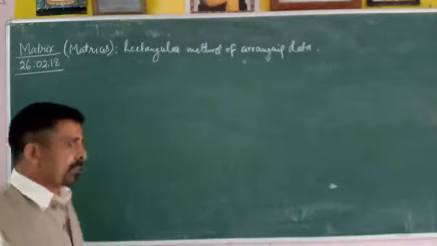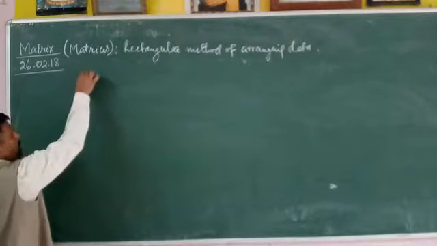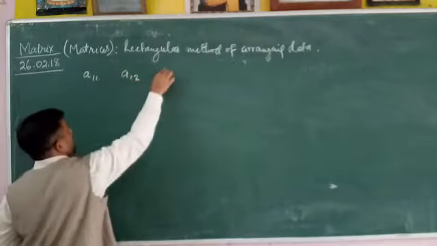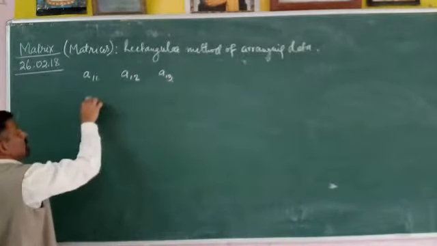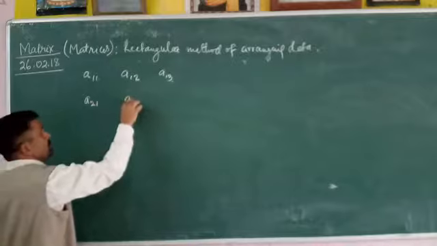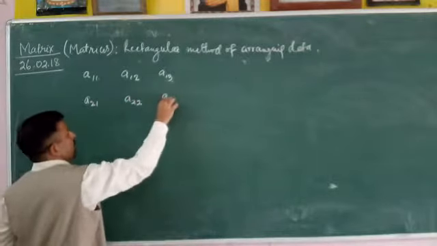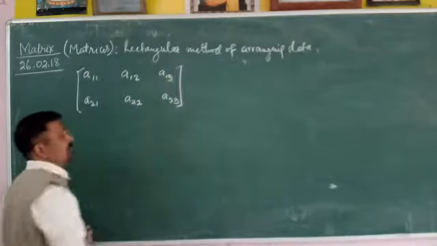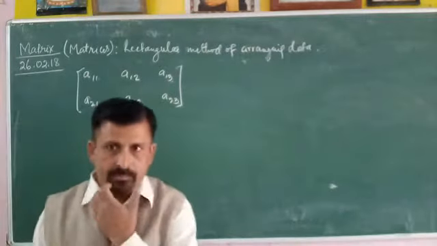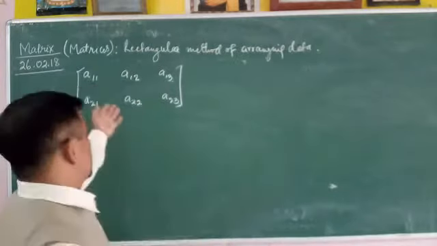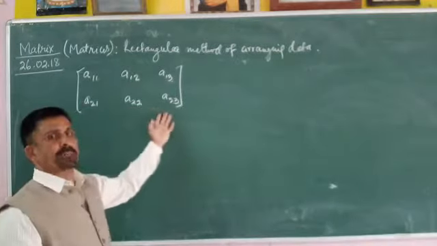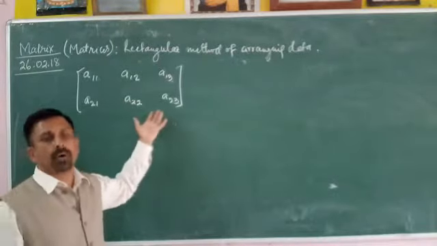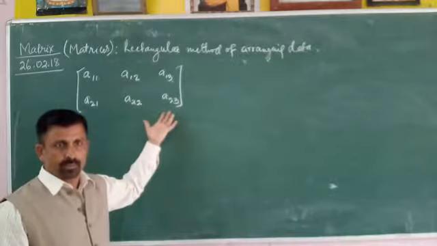Clear? If I give you an example of a matrix, A11, A12, A13, A21, A22, A23. This is an example of a matrix. This is one of the matrices where all these that you see here are all the elements of this matrix. We call them elements of the matrix or the members of this matrix. Clear?